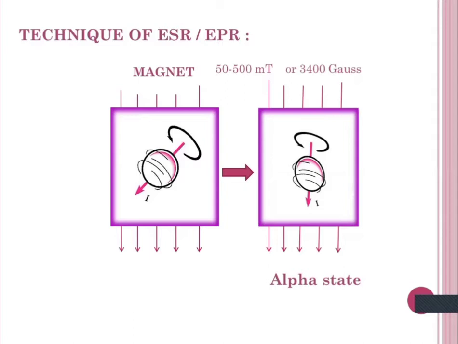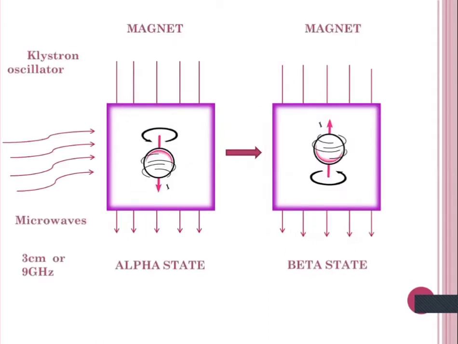Such a condition in which the direction of both the magnetic fields are the same is known as alpha state. Alpha state is always a parallel state and alpha state is always a lower energy state. In the next step, we provide some energy to the electron in alpha state. Energy in the form of radiation, and radiations provided in the ESR machine are microwaves. These microwaves are generated from a klystron oscillator, of 3 cm wavelength or 9 GHz.